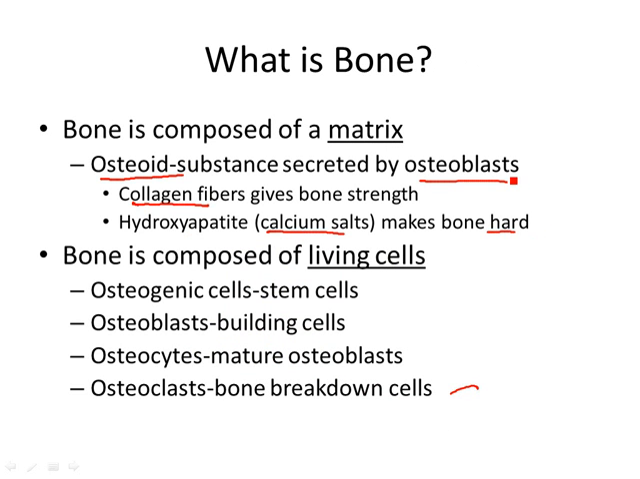Bone also has living cells. You have the osteogenic or stem cells, the osteoblasts, which are the building cells, the osteocytes, which are just mature osteoblasts, and osteoclasts, the bone breakdown cells. And we'll talk about what each one of those cell types does.